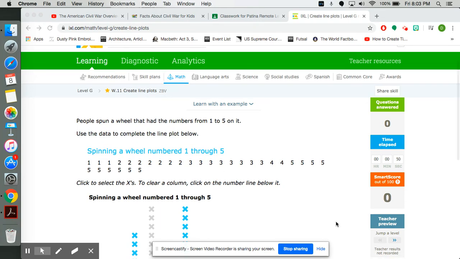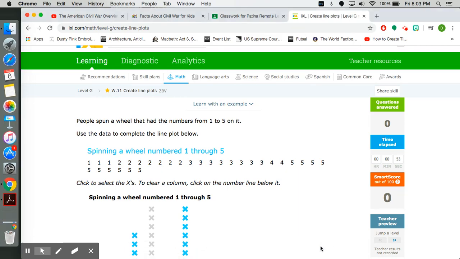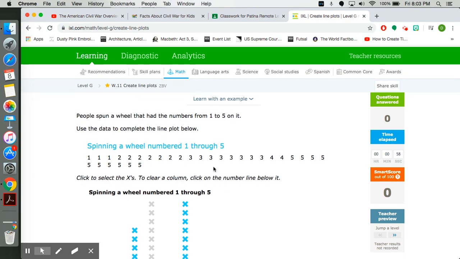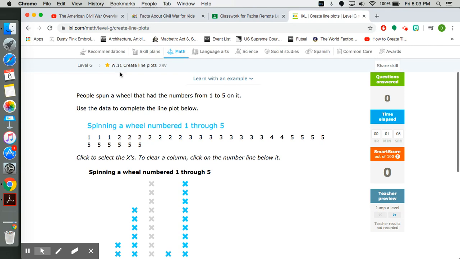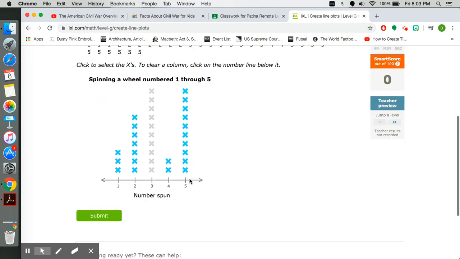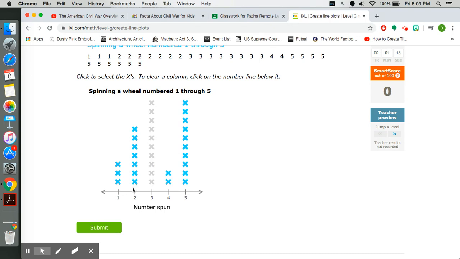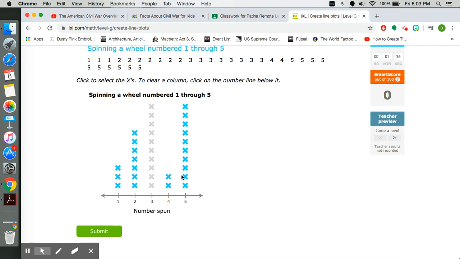So, line plots are all about collecting data. So, if you're just trying to figure out numbers or statistics of some sort, or how many times a certain dice is rolled, that is what line plots are all about. So in this example, it says people spun a wheel that had numbers from 1 to 5 on it. So what this line plot is going to show is how many times someone spun a 1, how many times someone spun a 2, and then what we have to put on the data here is how many times someone spun a 3, and then 4 and 5 are done for us.